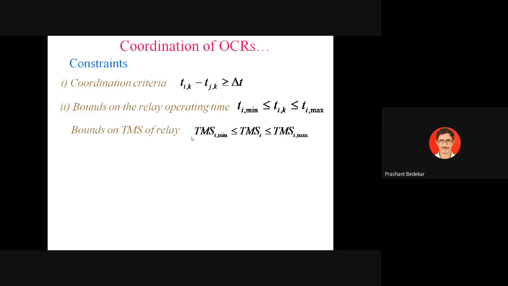This is not numbered as third. It is because so long as we consider that plug settings are fixed and constant, then either TMS constant or Tik constant, that is, relay operating time constant, any of these two serves the purpose, and the other becomes a redundant constraint.